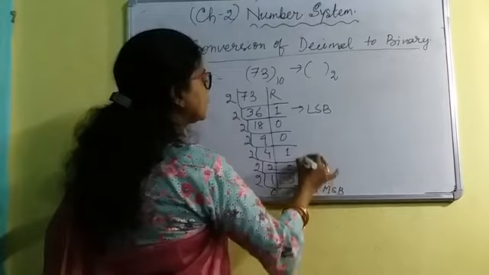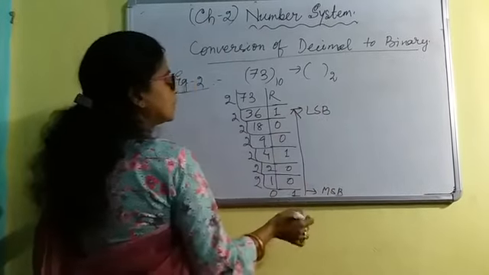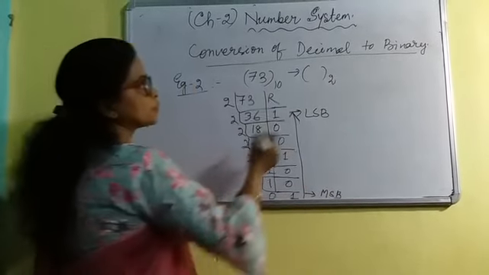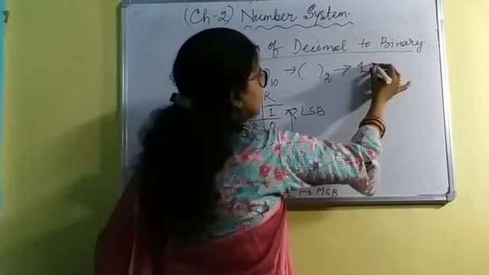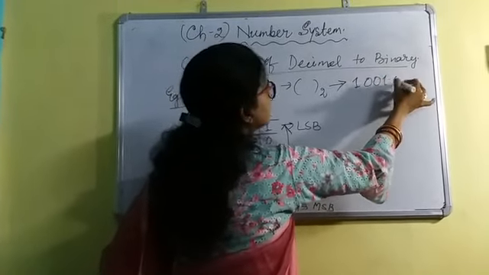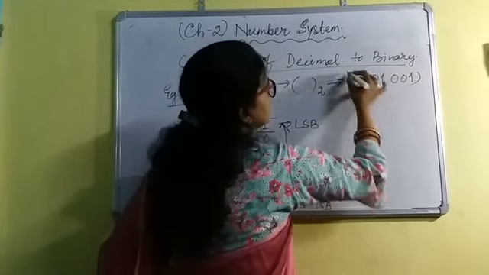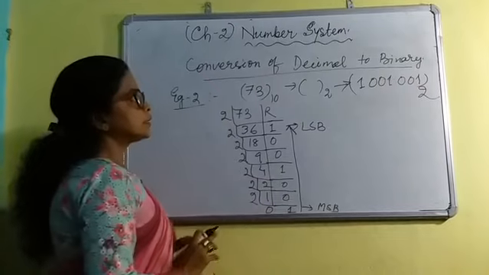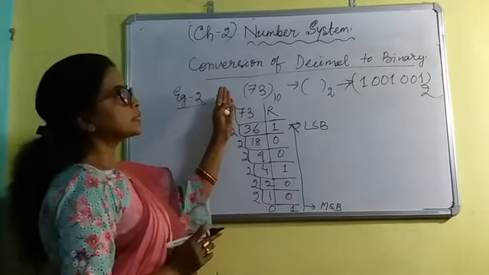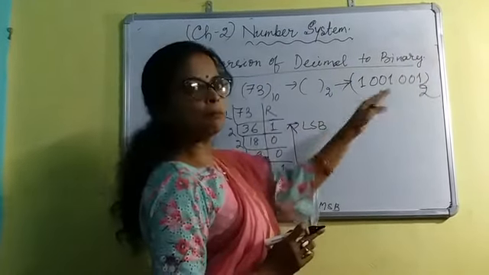I will read from down to up. So my required binary number will be 1, 0, 0, 1, 0, 0, 1. So this is my binary number. This is the conversion of decimal to binary.